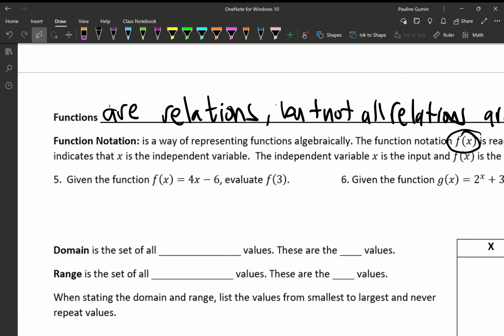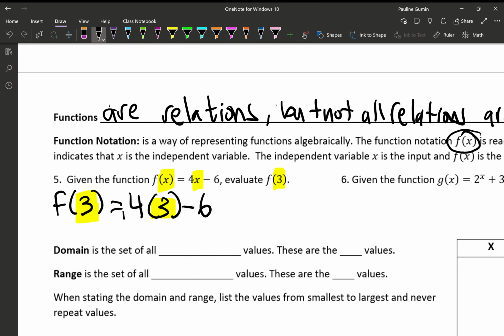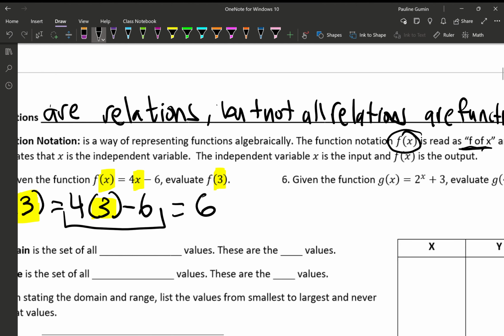So let's see. Given the function f of x equals 4x minus 6, evaluate f of 3. Now, if there's a 3 inside the parentheses, it means we're replacing the x with 3 in both places. So instead of f of x, I have f of 3 equals 4 times 3 minus 6. Now what you'll do is you'll enter just this part into your calculator, and you should get an answer of 6.